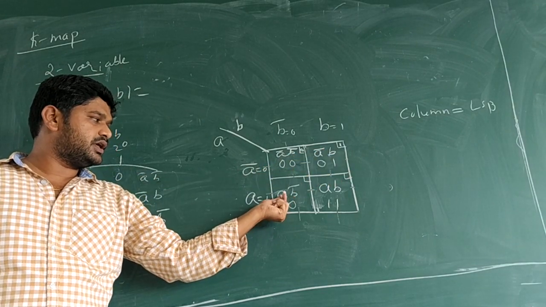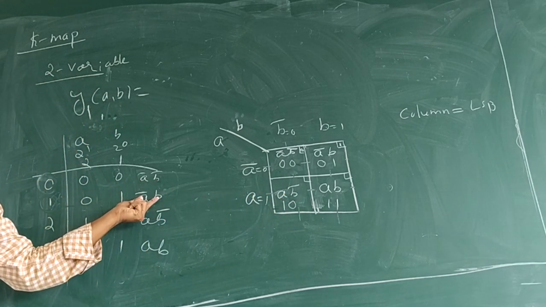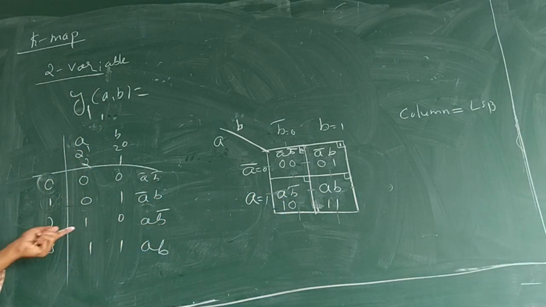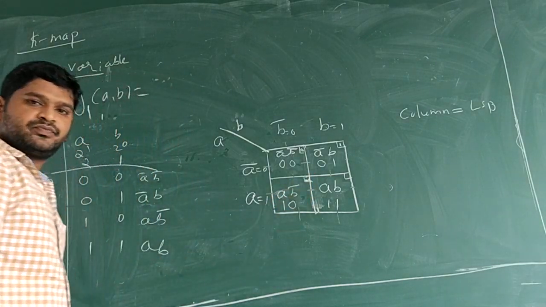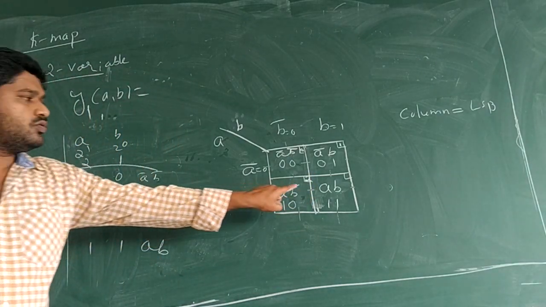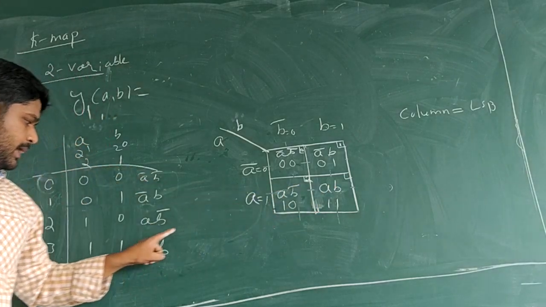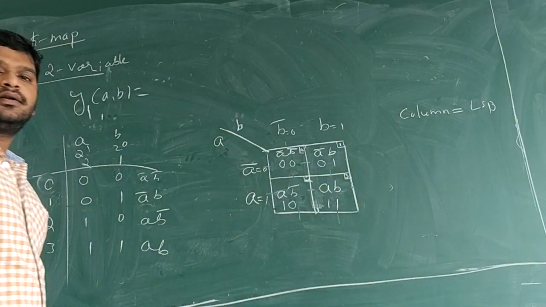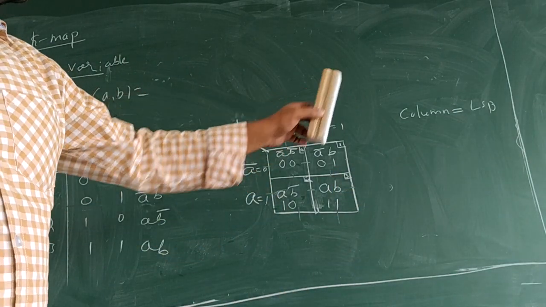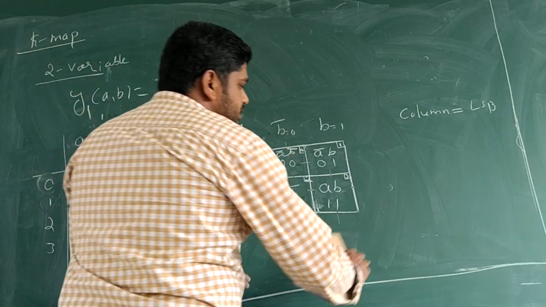What is this format? A, B complement. What is its format? 2. Hence we will write this as 2. Okay. So what is next box? AB. So AB means 3. Okay. Fine. Now I will write the general format.